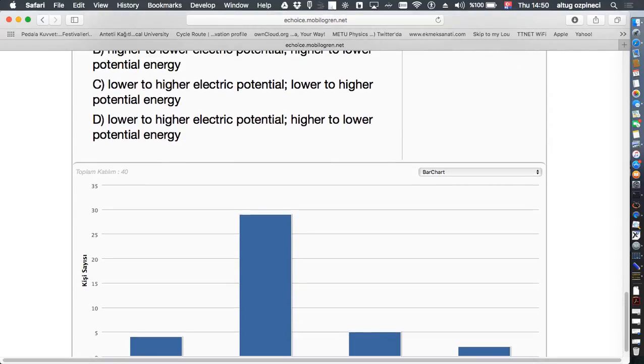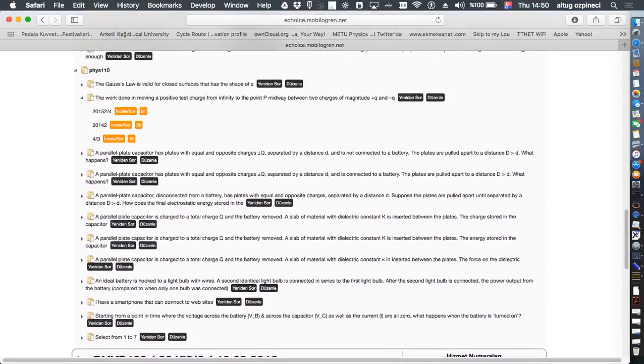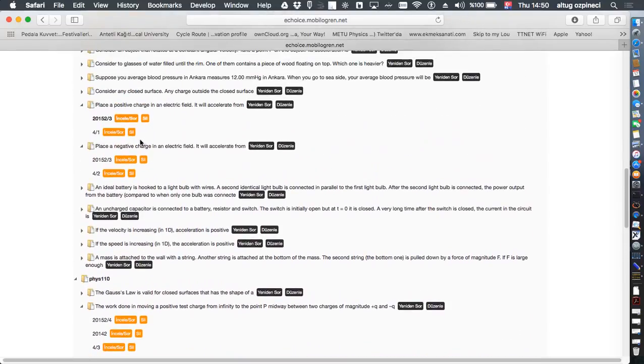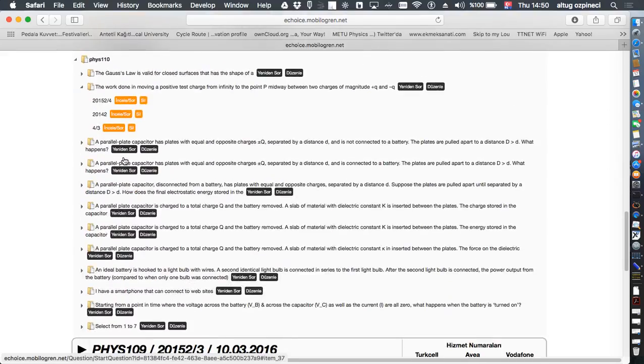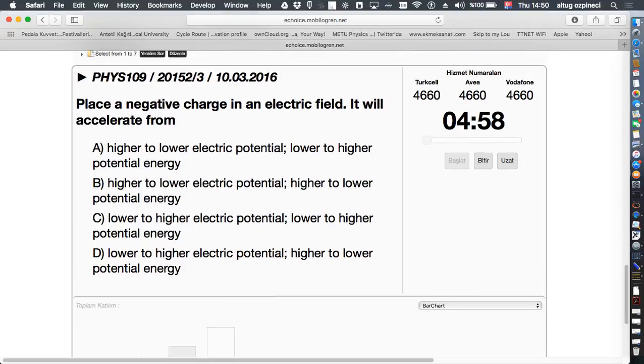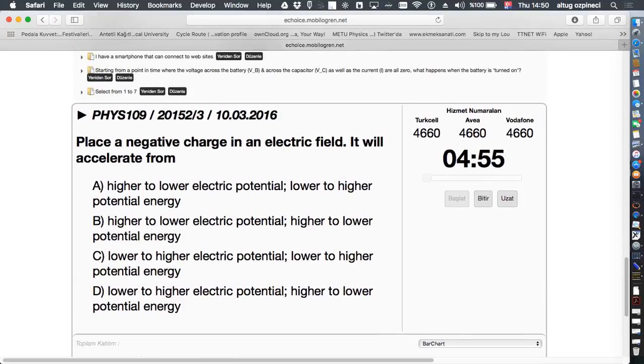Well, before discussing this question, let's discuss one more question. It is almost the same question, but instead of a positive charge, you have a negative charge. So does anything change in this case? Or if yes, what changes?